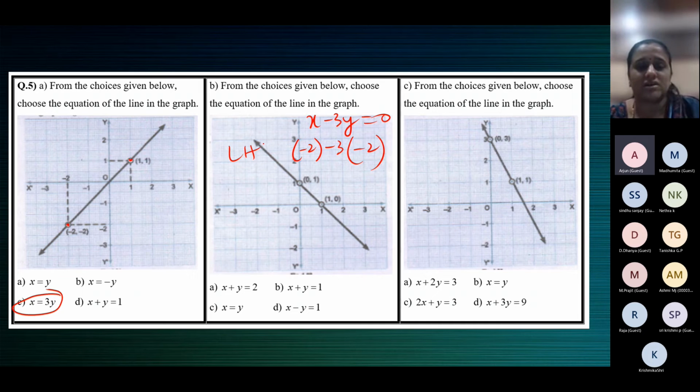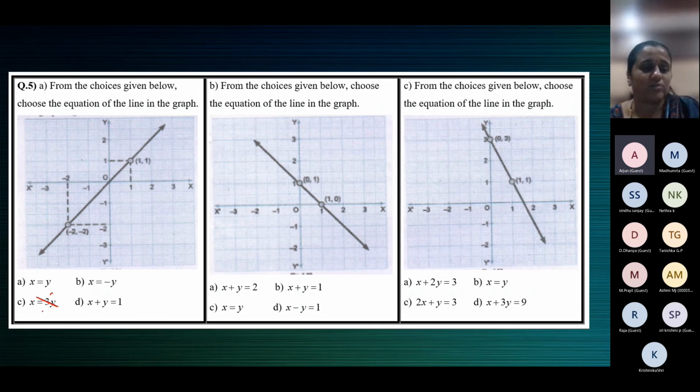Let us work the LHS. Okay, so you get -2 plus 6, which is 4. But the RHS is 0. It's not 4, it's 0. So it's not satisfying. If this is the equation for this line, then this point should satisfy the equation. It's not satisfying. So this is not possible. So this is the only correct option.